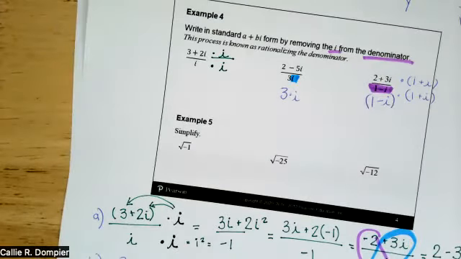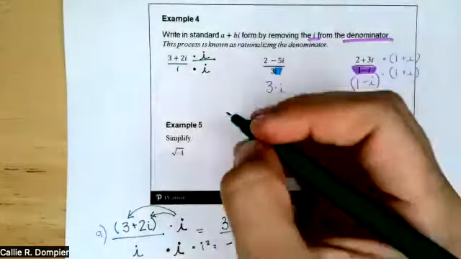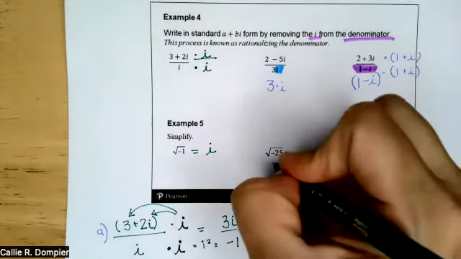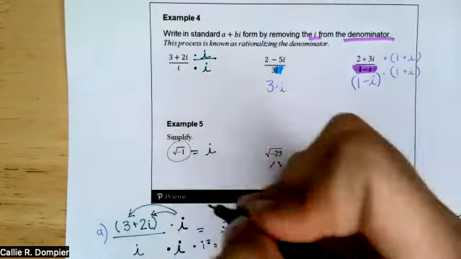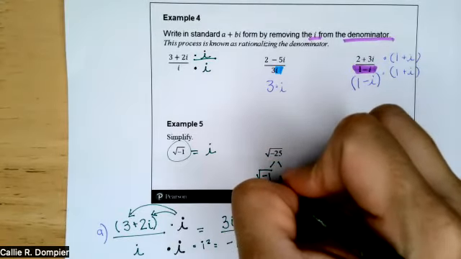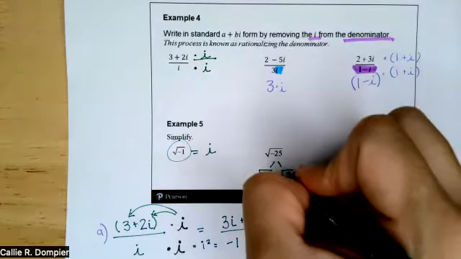Example 5 just wants us to put the negative square root into terms of i, so that we know how to translate it so that we can continue working on something that might come out of the quadratic formula. So the square root of -1 is i. The square root of -25, you just want to factor out i. So the square root of -25 is the square root of -1 multiplied by the square root of 25.